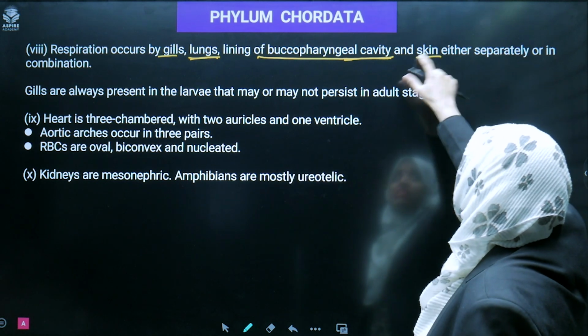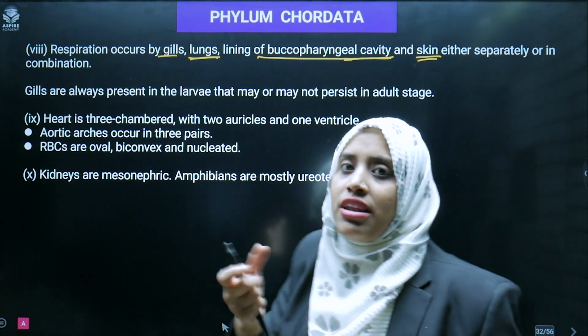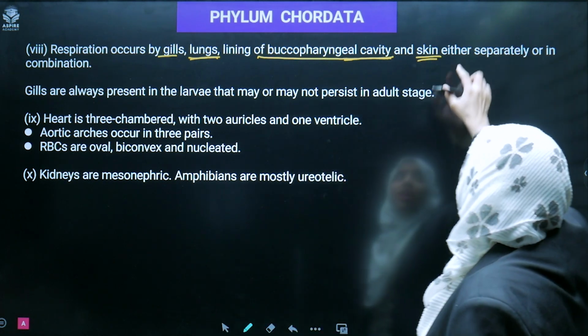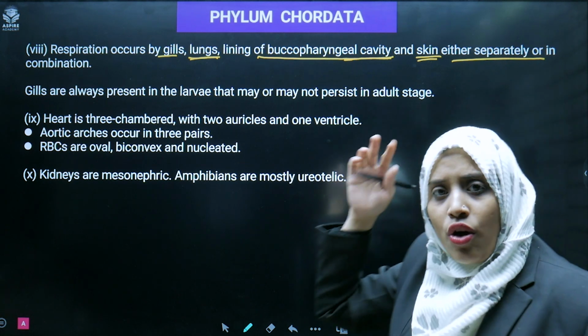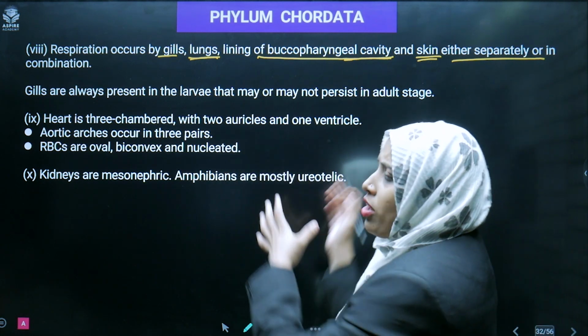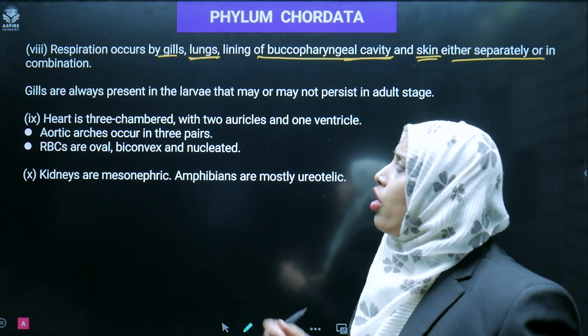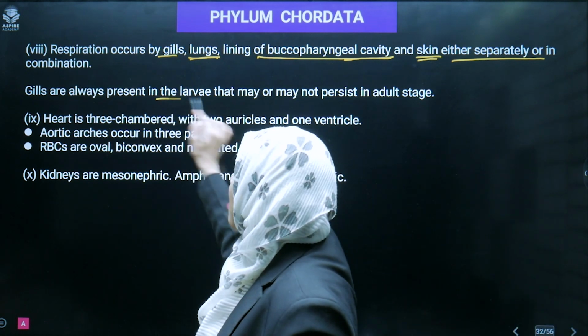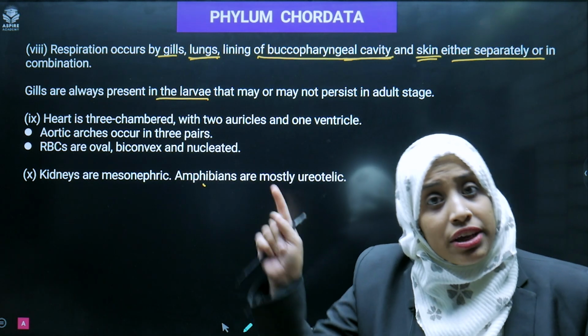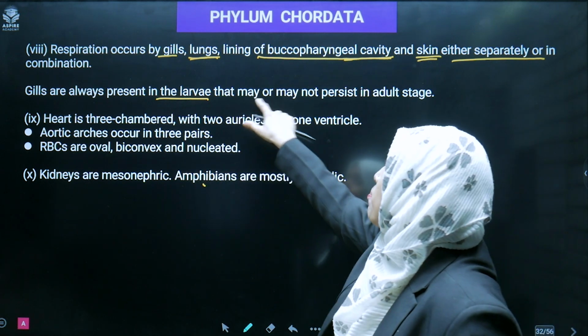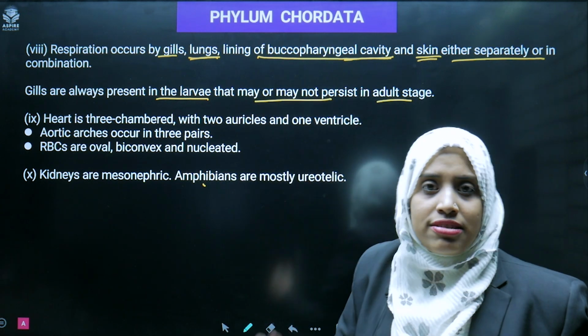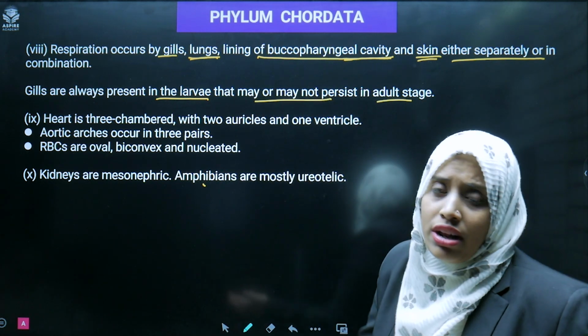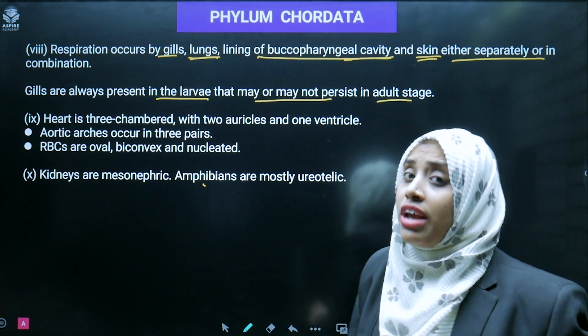Skin, moist skin helps in the respiration. Okay, either separately or in combination. Means these organs separately they'll help, or 2 organs will be involved. So gills are present in the larvae. Larval stage में gills होता है amphibians में. They may or may not persist in the adult stage, like the frog. They don't have the gills, but the tadpole they have gills.